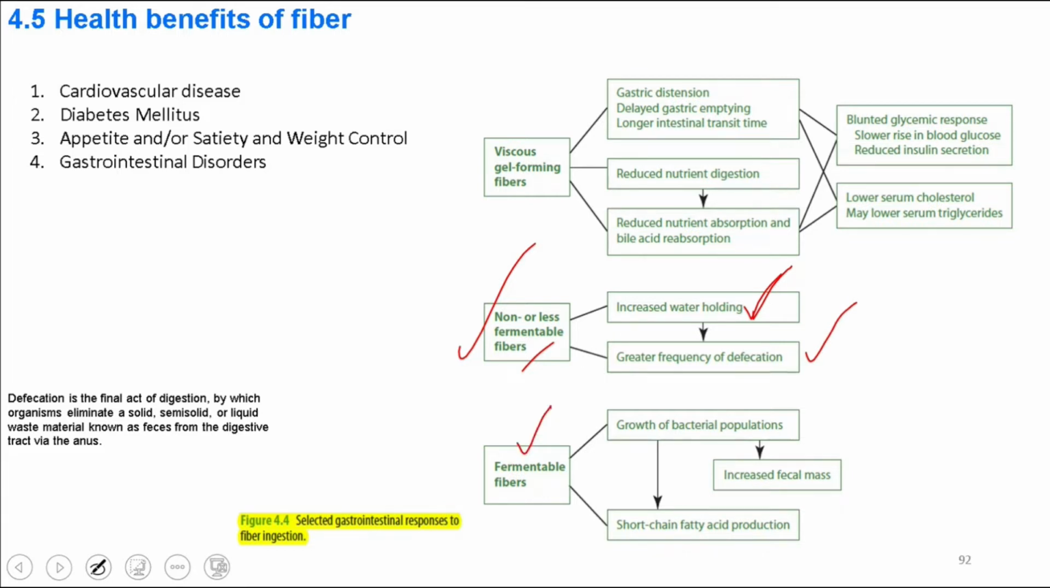अच्छा, अगर हम फर्मेंटेबल फाइबर्स की बात करें, they increase the growth of bacterial population. हमारे our intestine has the growth of bacteria that are some useful and ferment the fibers, and the non fermentable fibers increase the growth of those bacteria. They are useful bacteria actually for us. Okay, because of this increased growth of bacterial population, there is an increase in the fecal mass.